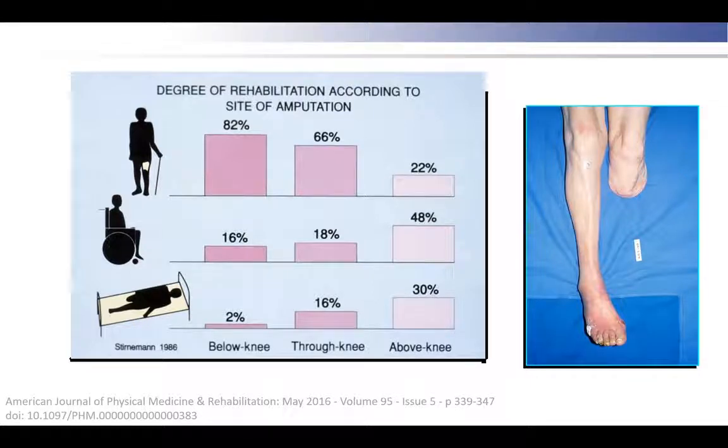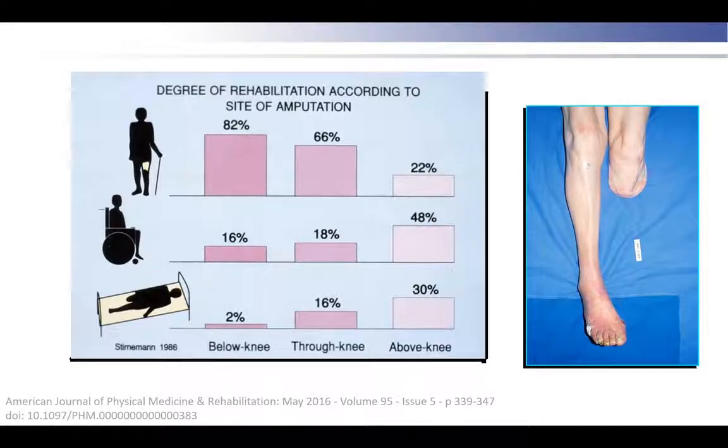This reference here, 2016, shows almost identical figures. These are old people. They really can't mobilize well with prosthesis. And the only difference is that instead of 30%, it's 28% and 50% in a wheelchair. So absolutely abysmal rehab for these folk because they have bad hips, bad spine, and they just can't use a prosthesis. So we want to avoid it at all costs.